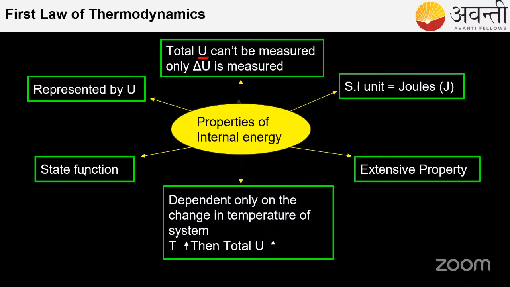So what I was saying, the last point of internal energy is that the total internal energy cannot be measured. Only the change is measured. Delta U is measured using an instrument called a bomb calorimeter. Only that is measured. Direct U cannot be measured. So these are some of the properties of internal energy. All right.